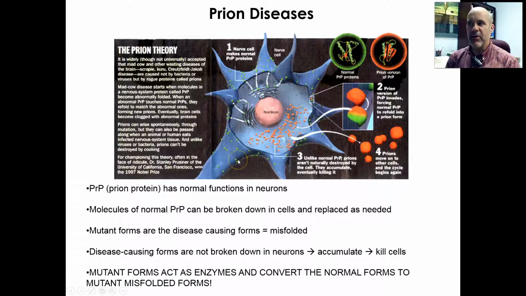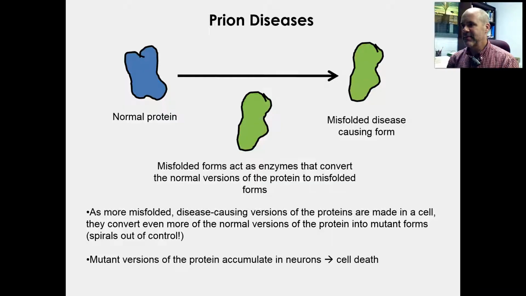The little green spots are the normal version of the neuron protein sitting there on the surface. The orange versions are the prion version, the mutant version, and the orange versions, when they encounter green ones, can convert them over to orange versions, and those misfolded versions accumulate inside the neurons and eventually will kill them. So very strange.